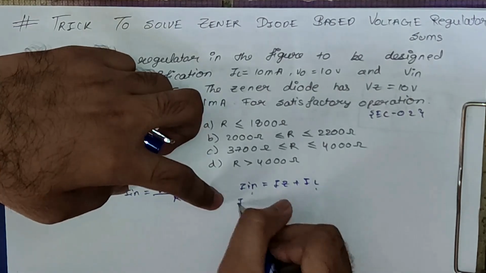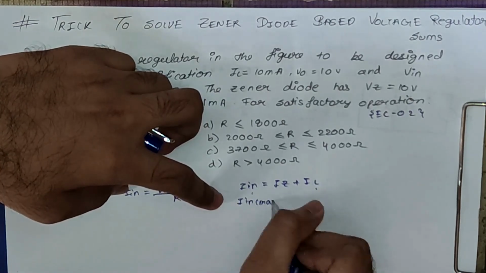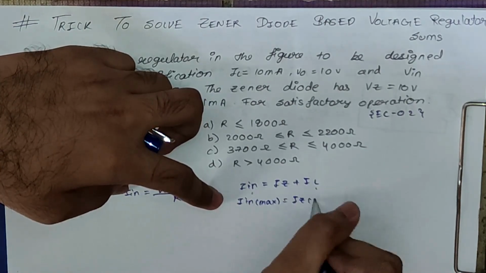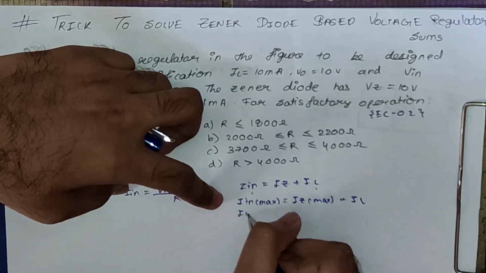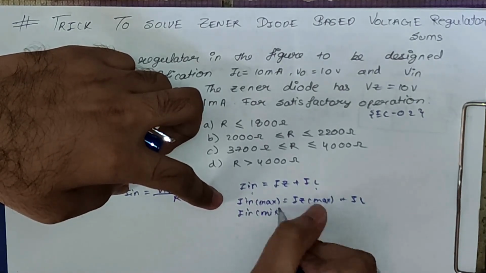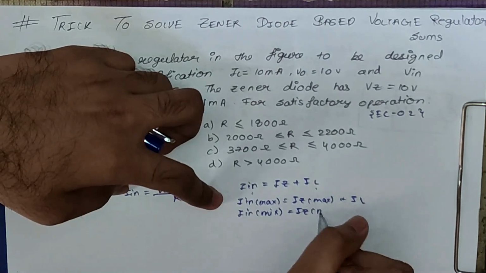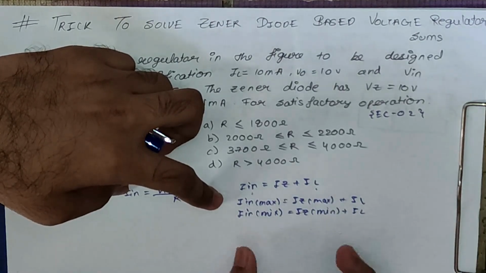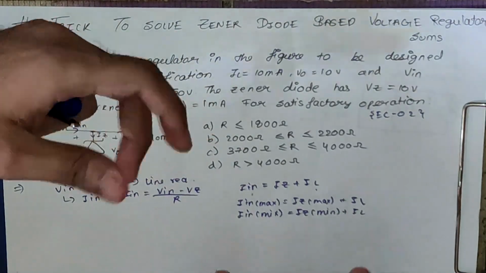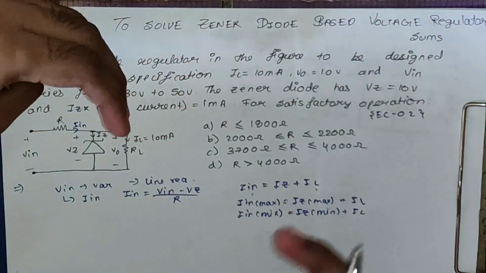So we can write that I in maximum will be when Iz is maximum, IL is always fixed, and when I in is minimum, then at that time Iz should be minimum, and IL will be fixed. This is our first sum, that's why I'm explaining this. In further sums, we are not going to write these things.